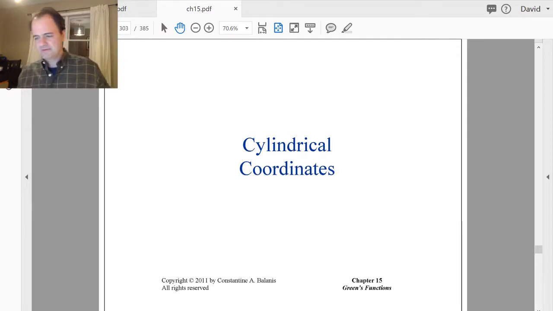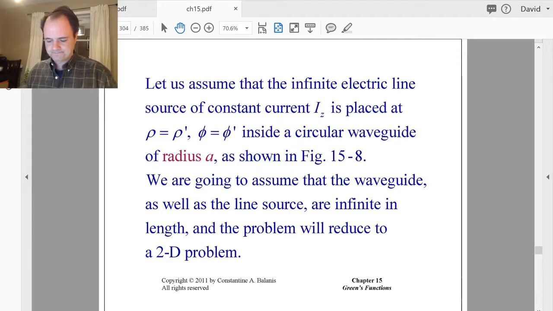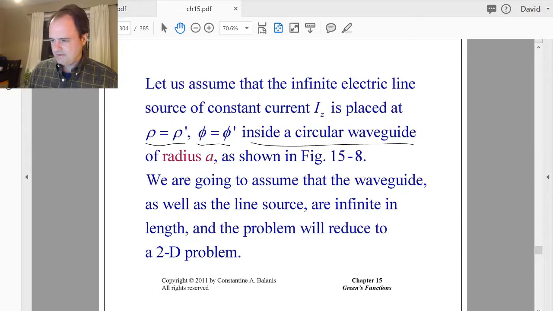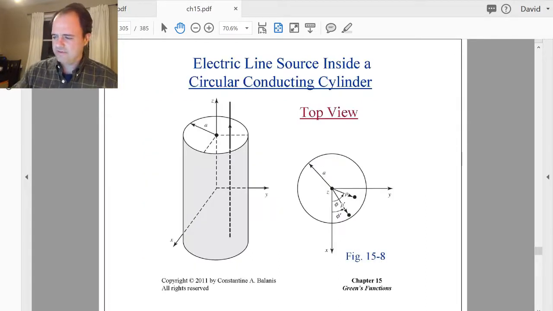So cylindrical coordinates. Let us assume that we have an infinite line source of constant current I sub z, placed at rho equal to rho prime, phi equal to phi prime inside a circular waveguide of radius a, as shown in the next figure. We're going to assume that the waveguide as well as the line source are infinite in length, and therefore the problem will reduce down to a 2D problem. So we've already done this problem before, but we're going to do it again in a different way.